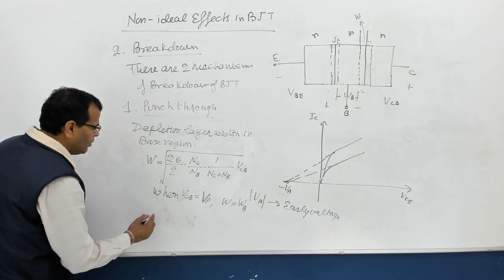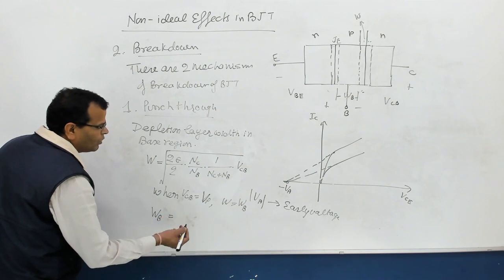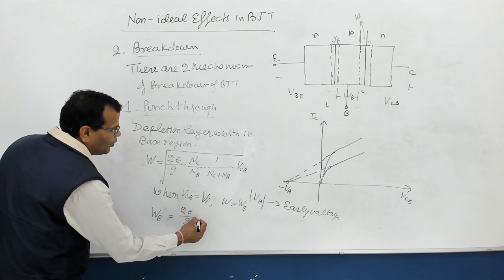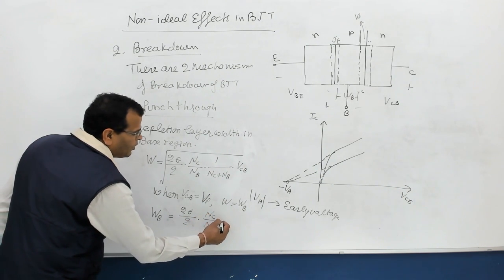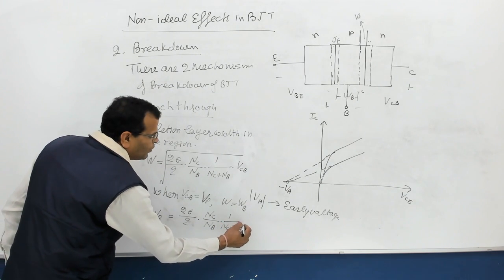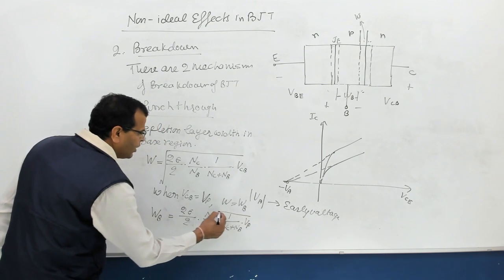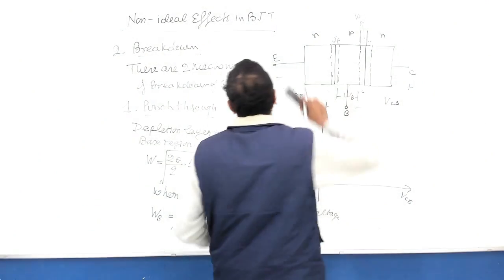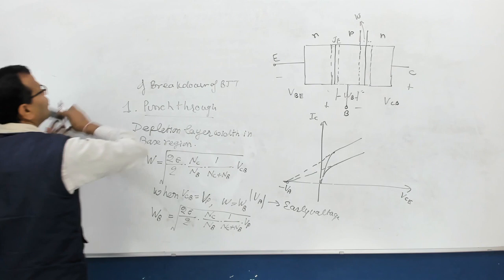See, your complete base width will be equal to the width of the depletion layer in the base region. So 2 epsilon by Q into NC by NB into 1 by NC plus NB into the pinch-off is your punch through voltage. So this gives what? I can find the expression of punch through voltage.